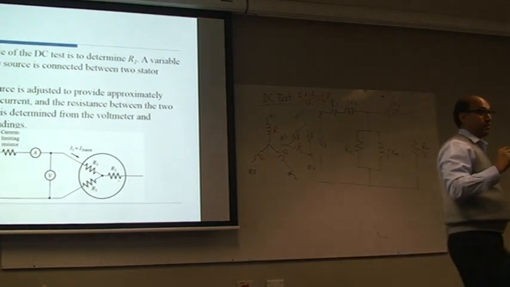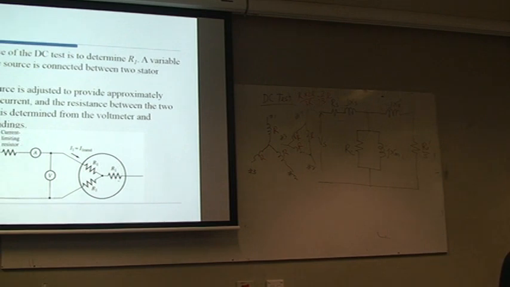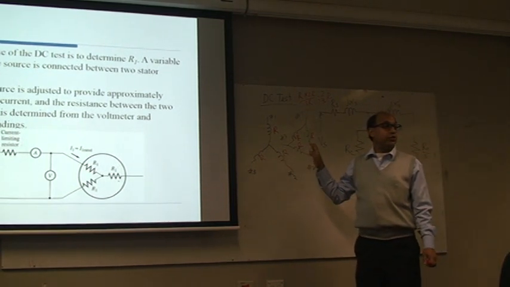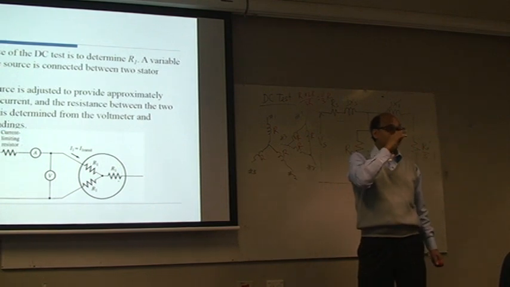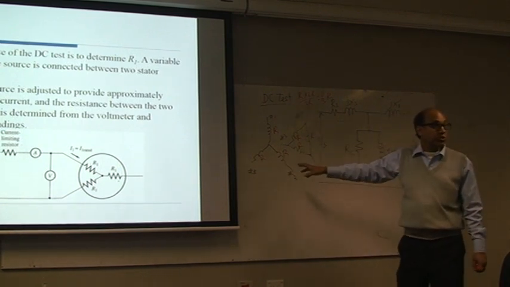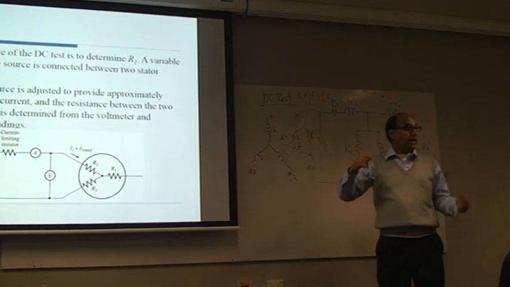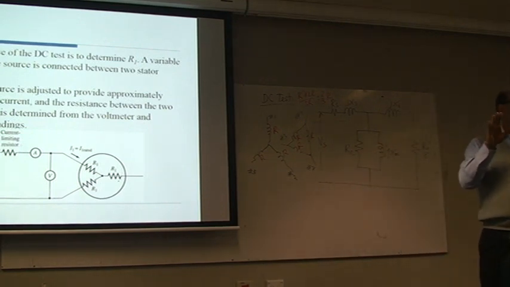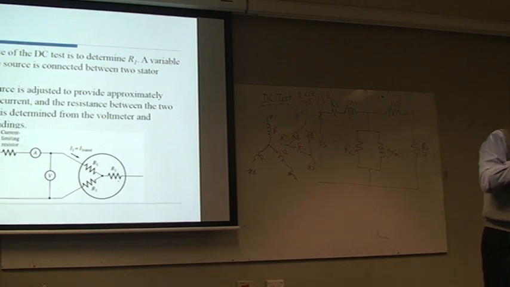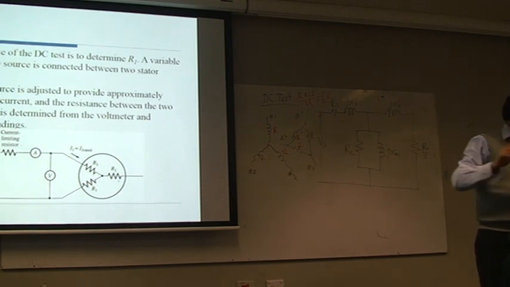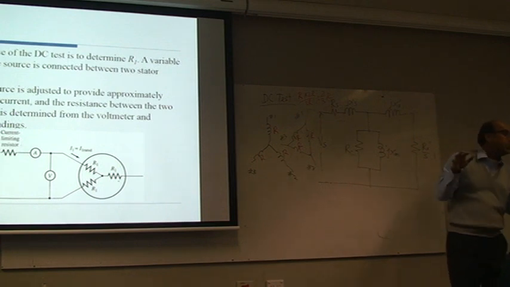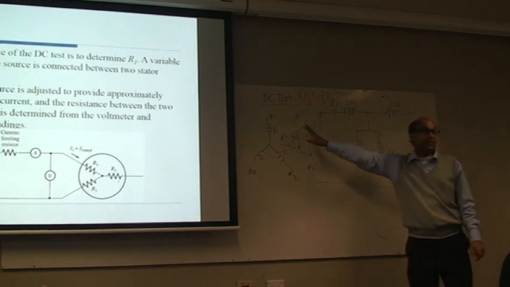Now another reason for applying direct current is you need to make a path of current flow. When current flows through, the windings get heated up, and you allow the winding to reach a steady state temperature. So you actually measure some kind of warm resistance, not cold resistance. You understand? So that's why the DC test is important.